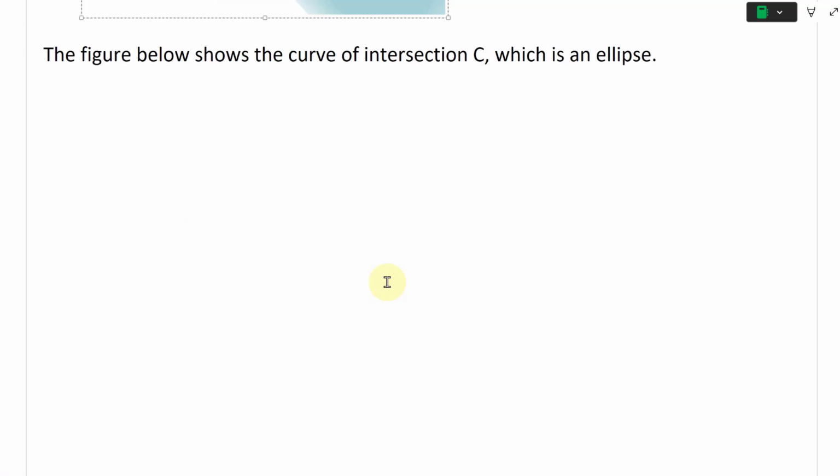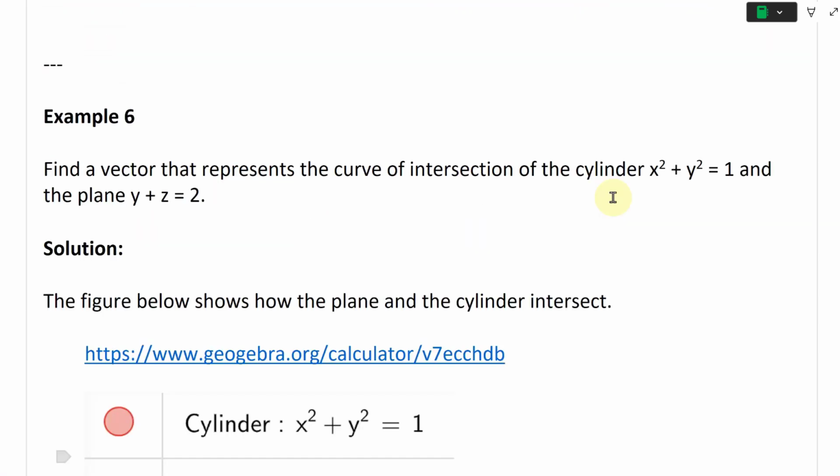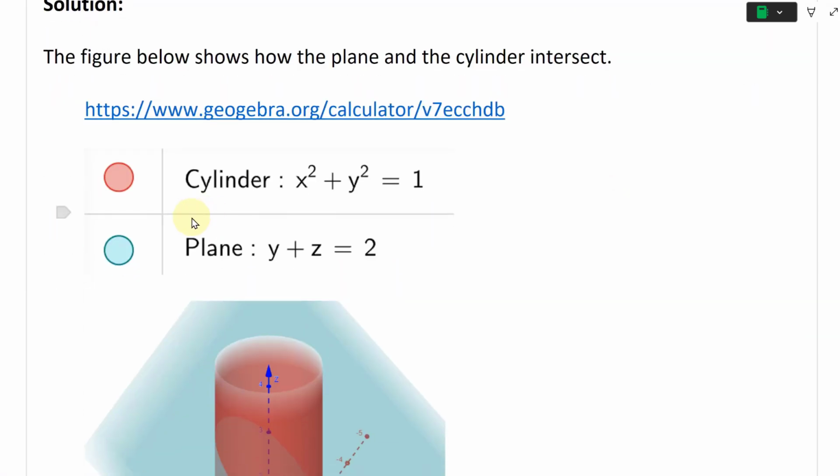So what we have is the cylinder x squared plus y squared equals 1, and then we also have the plane y plus z equals 2, like this. Let's just double check that. Yeah, so we have x squared plus y squared equals 1 and y plus z equals 2.